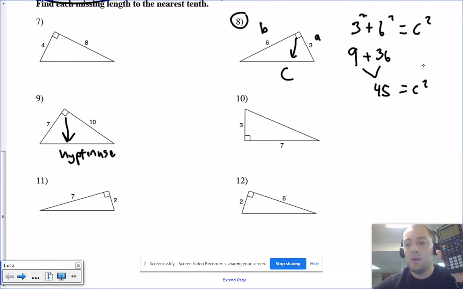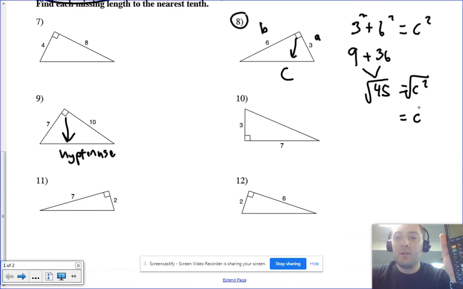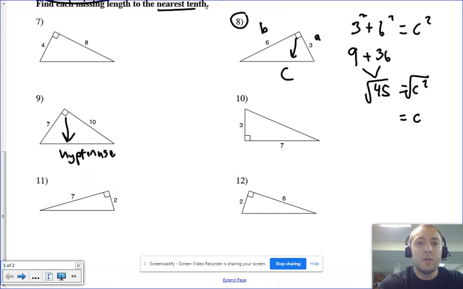On your calculator, to get C by itself, we do the opposite of squaring something, and that would be square rooting it. That would give us C by itself, and I just have to take the square root of 45. So find the square root button, 45, close the parentheses, enter, and I get 6 point... it says round to the nearest tenth, so we're going to do 6.7. My answer for C is 6.7.